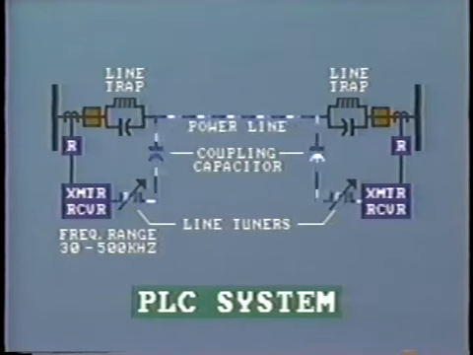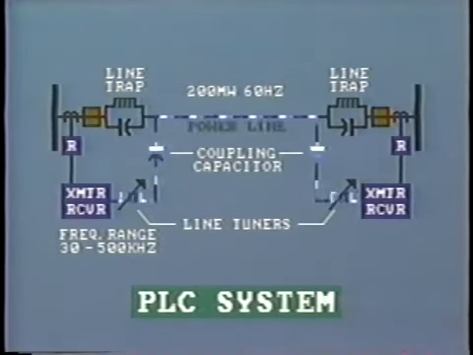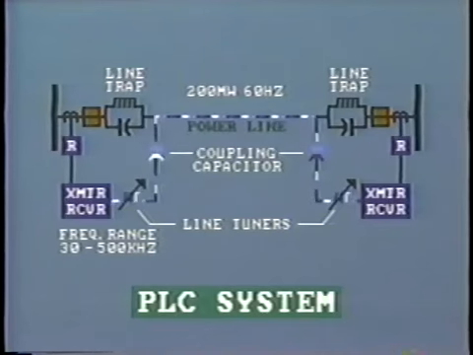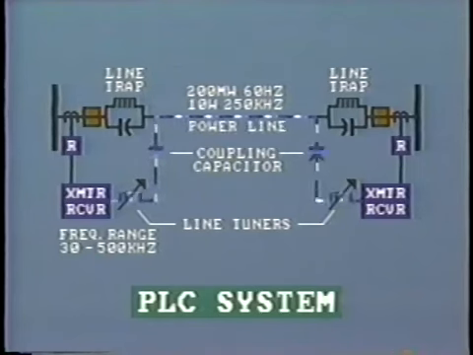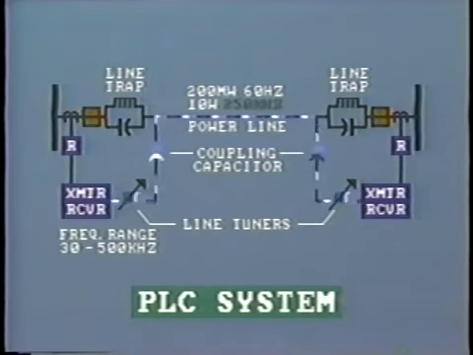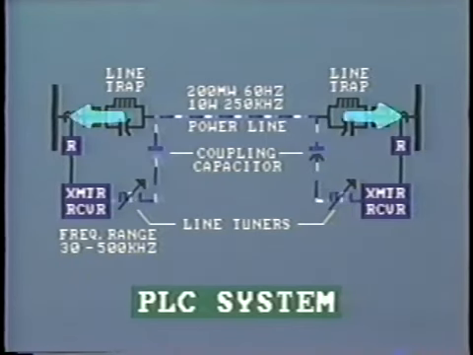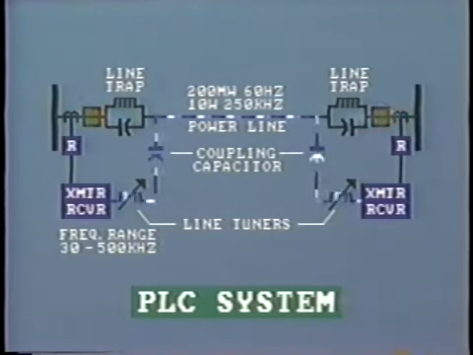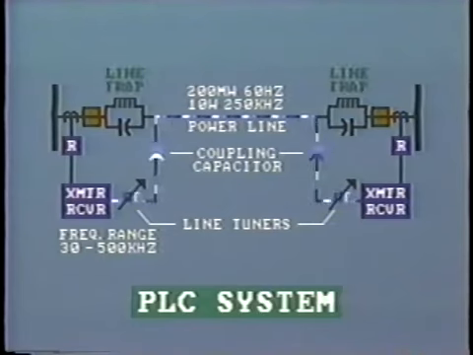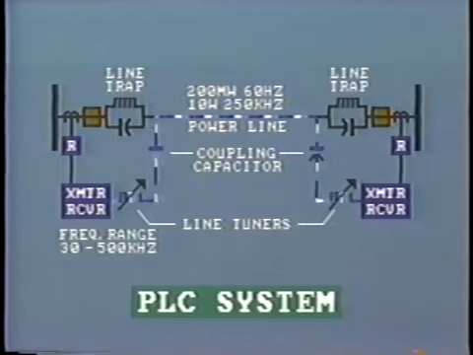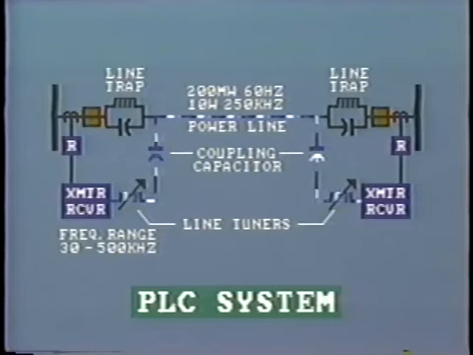The power line, in fact, is carrying, say, 200 megawatts of power at 60 hertz and 10 watts of signal at 250 kilohertz. The first question is, how do we confine this high-frequency signal to the line itself? How can we prevent it from escaping into the bus and the power network at each end? This potential problem is resolved by fitting line traps in series with the line at each end to block the flow of high-frequency current, that is, the signal.